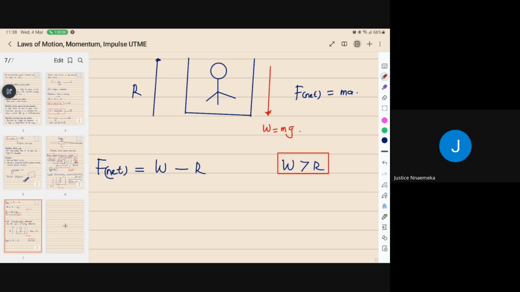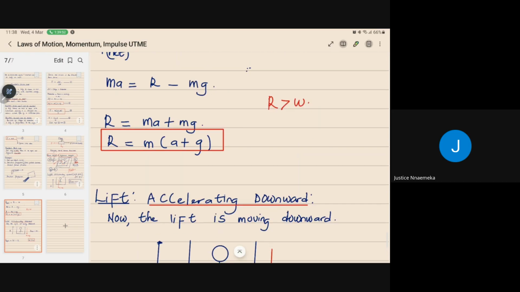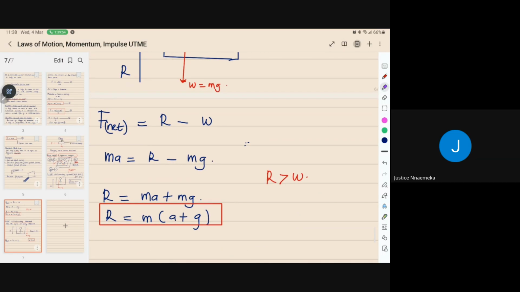So as you're coming down, you feel lighter, right? So that means that it is lesser. The apparent weight, which is what your scale will measure, will be smaller. Remember that what the scale will measure here, I said that R is greater than W, and what happens here is that you feel heavier.